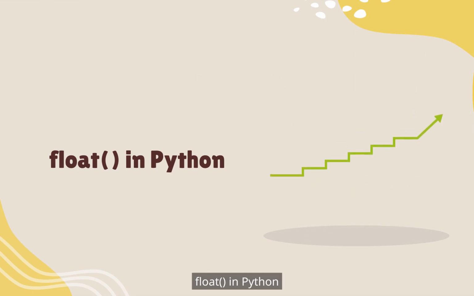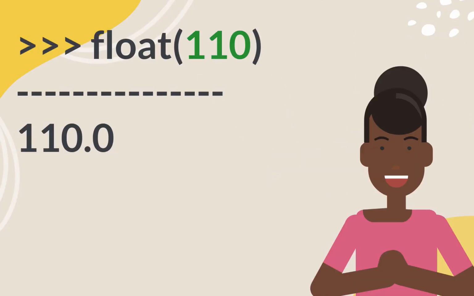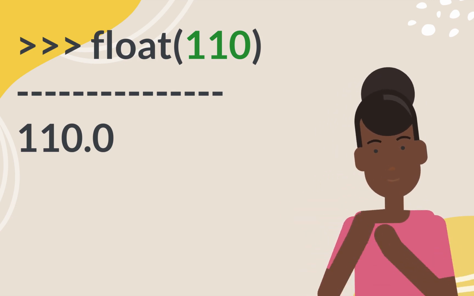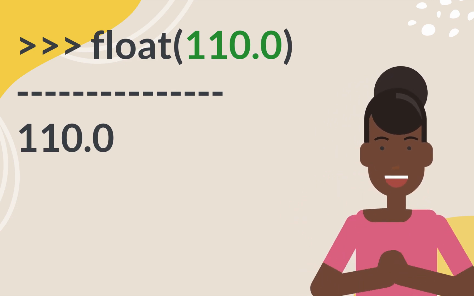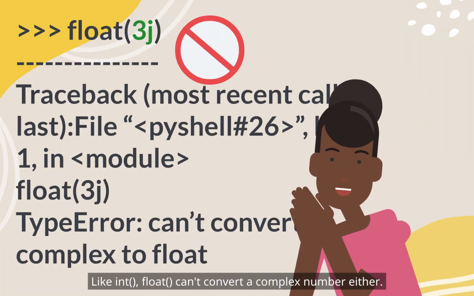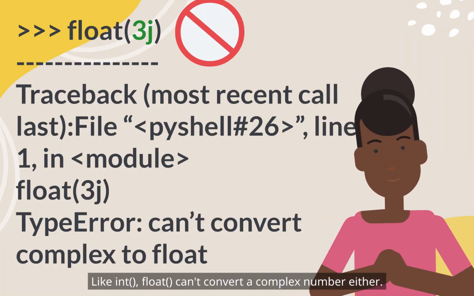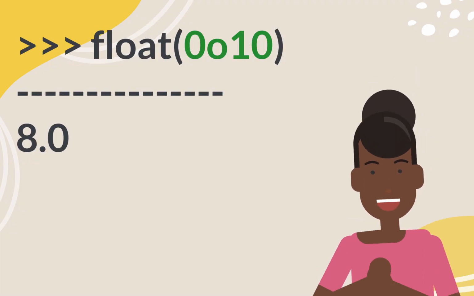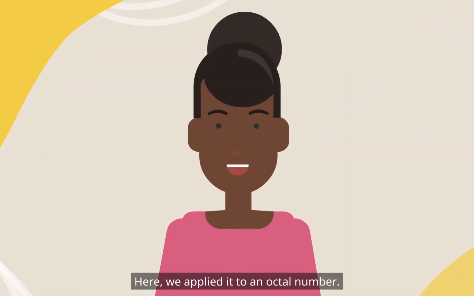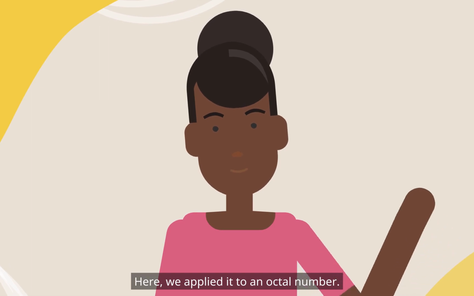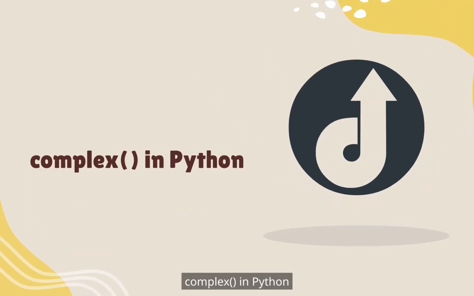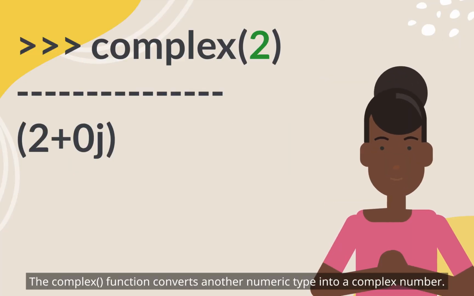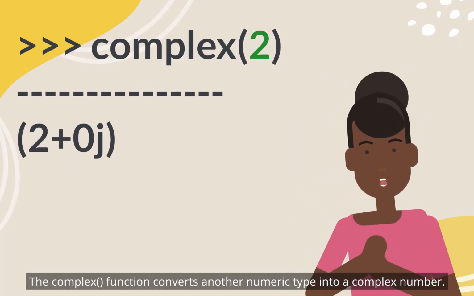Float in Python. This function converts another numeric type into a float. Like int, float can't convert a complex number either. Here, we applied it to an octal number. Complex in Python. The complex function converts another numeric type into a complex number.